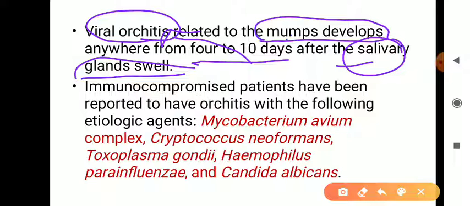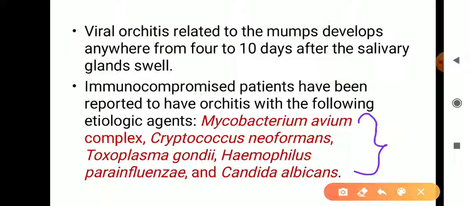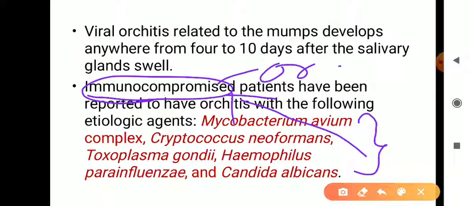Next, an immunocompromised patient is also at risk of getting orchitis. Immunocompromised means the person has decreased immunity, their immune system is not that strong, and these agents mainly affect immunocompromised patients. So immunocompromised patients are also at risk of getting orchitis.